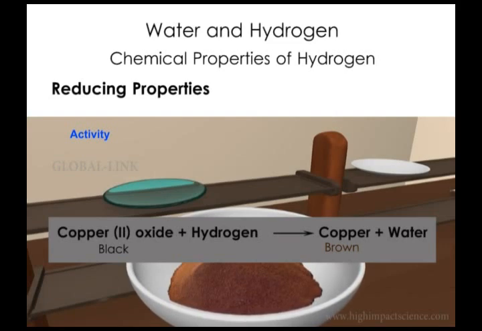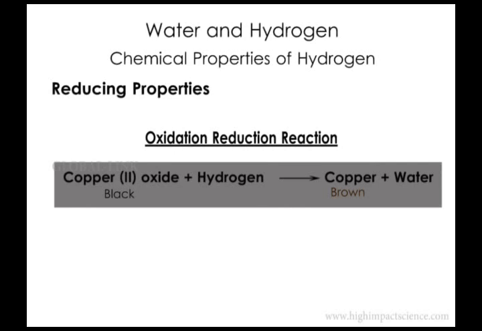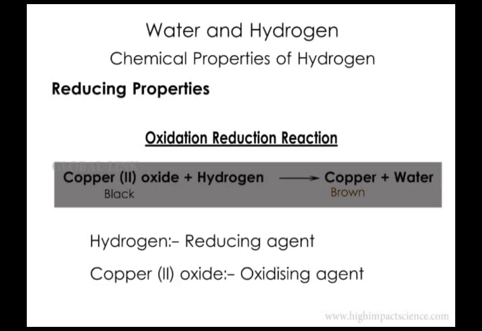This is called reduction. In the process, hydrogen itself is oxidized to water. Because both oxidation of hydrogen and reduction of copper(II) oxide occur simultaneously, this is called an oxidation-reduction reaction. So hydrogen is a reducing agent, while copper(II) oxide is the oxidizing agent in this case.